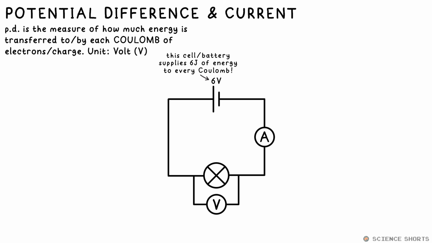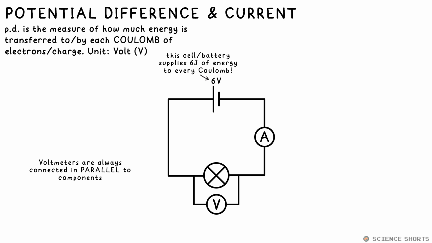So if you have a 1 volt cell or battery, that just means that 1 joule of energy is given to every coulomb of charge, every coulomb of electrons that pass through it. If a battery is 6 volts, that just means that 6 joules is supplied per coulomb instead. We measure PD with a voltmeter.